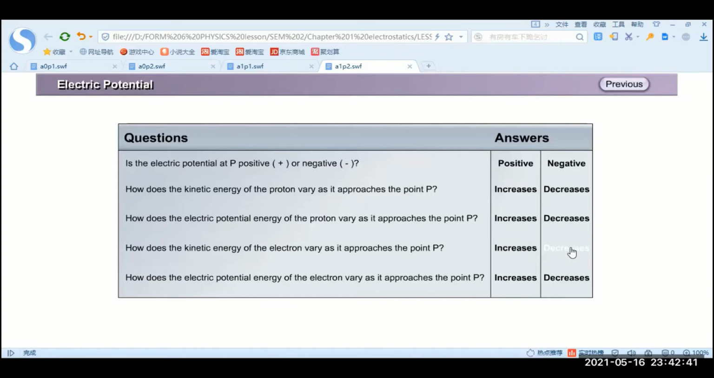Meanwhile, the loss of the kinetic energy converts to electric potential energy. Okay, so as a conclusion, the electric potential energy of the electron as it approaches the point P increases. So it's inversely proportional.